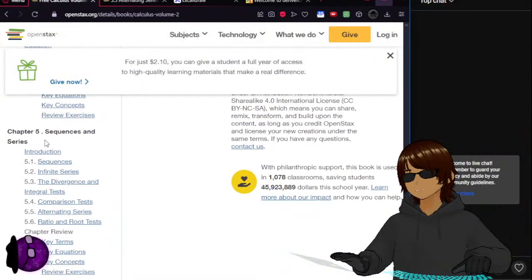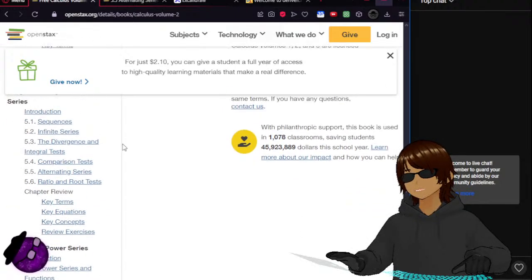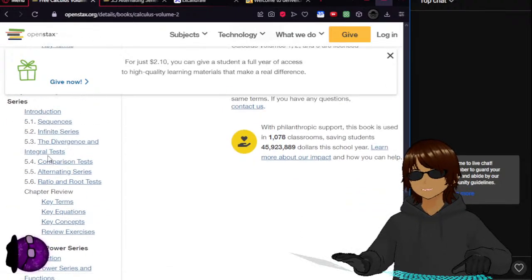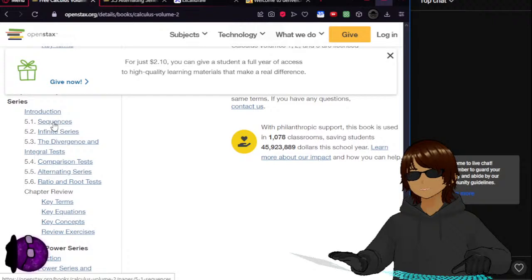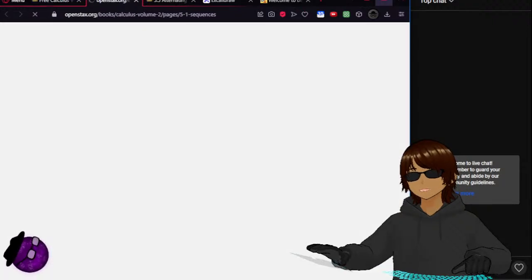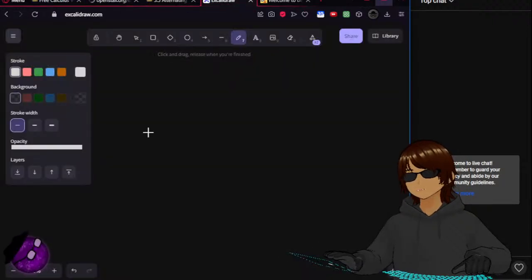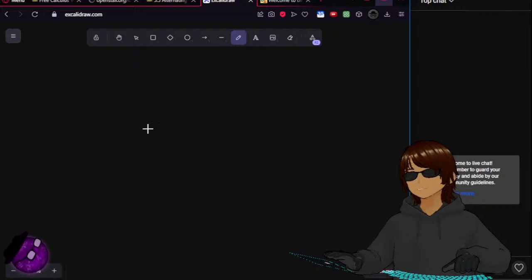So, last time I was doing sequences and series. I finished most of these. I finished, I think, the comparison test. I'm going to revise them and then I'm going to start alternating series. But let's do a quick review of what I remember.